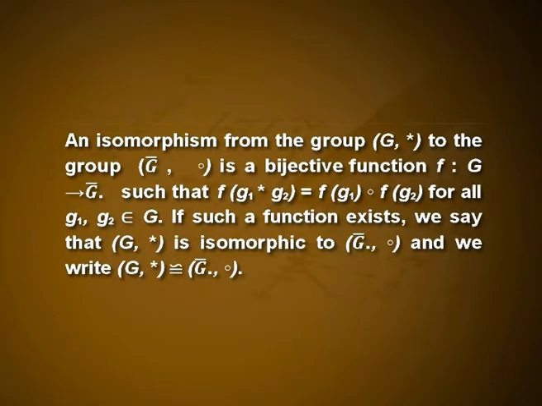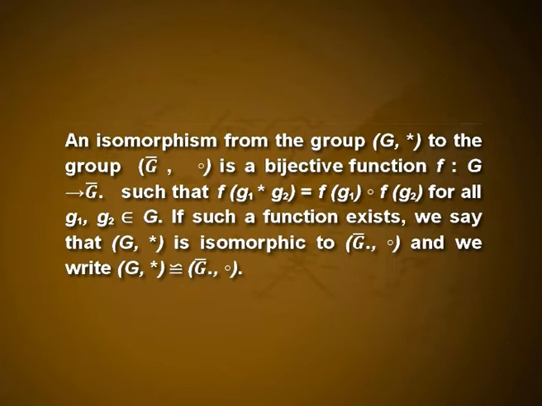Isomorphism. Definition: an isomorphism from the group (G,*) to the group (Ḡ,O) is a bijective function f from G to Ḡ such that f(g1 * g2) = f(g1) O f(g2) for all g1, g2 element of G. If such a function exists, we say that G* is isomorphic to ḠO, and we write as shown here.